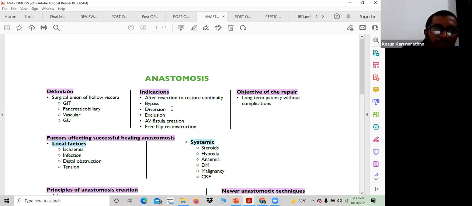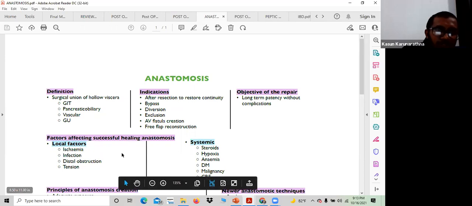Indications: after resection to restore the continuity, you should anastomose, right? Bypasses, diversions, fistula creations, all these conditions you do different sorts of anastomosis, right?